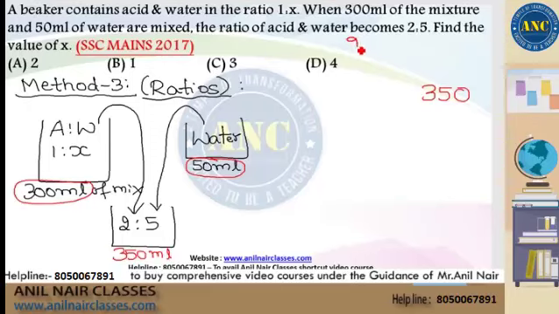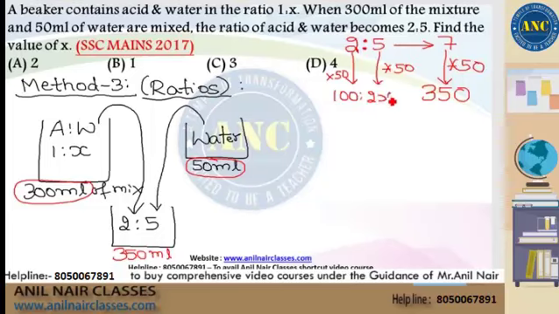But the question says it is in the ratio 2:5, meaning 2 liters of acid and 5 liters of water, totally 7 liters of mixture according to the ratio. But it should not be 7. It should be 300 plus 50, which is 350, that needs to be present in mixture 3. So 7 is becoming 350. Multiply by 50. 2 also multiply by 50. 2 into 50 is 100. 5 also multiply by 50. 5 into 50 is 250. That means 100 ml of acid is present in mixture 3, and 250 ml of water is present in mixture 3.